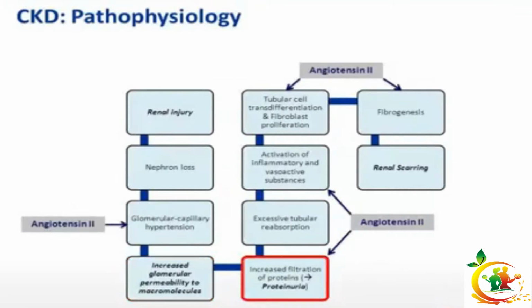Increased filtration of proteins leads to not only proteinuria, but also excessive tubular reabsorption of protein, which in turn causes activation of inflammatory and vasoactive substances in the renal interstitium. These changes promote tubular cell transdifferentiation and fibroblast proliferation, which lead to fibrogenesis and eventually renal scarring. It is important to note that several steps of this process are mediated by angiotensin II, as depicted in the diagram.